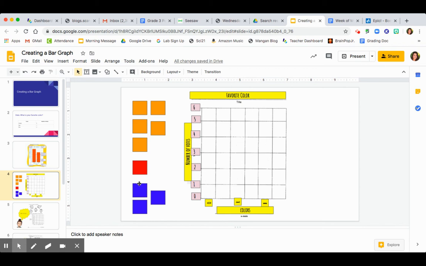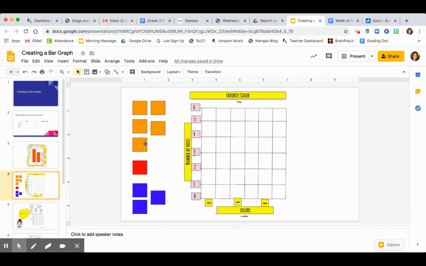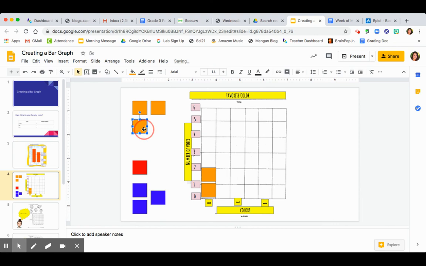So now let's start to put together our bar graph. I'm going to find the orange category, and my data said that there were 5 votes for orange. So I can go ahead and put 5 votes. I'm going to build my bar. And notice that my bar is going to go up to 5. So I've got the 5 line here, my orange goes up to 5.